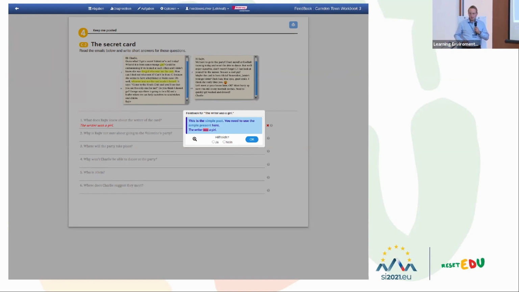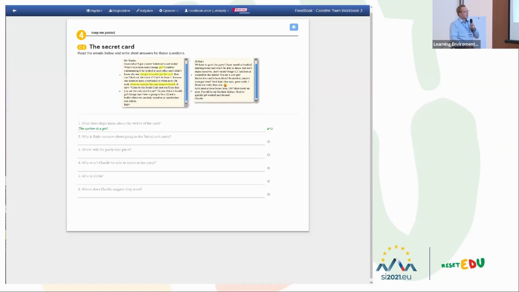We can see here meaning feedback and then form feedback or grammar feedback, what we saw in the beginning. And here we can see a combination. This is called incidental focus on form. And the person here wrote, the writer was a girl. And the system then says, this is the simple past, so you need to use the simple present here. And says, this refers to this part of was here. So you can see that once the meaning is correct, the system then focuses on grammar. And this is called incidental focus on form. We can see a combination of two feedback strategies here.